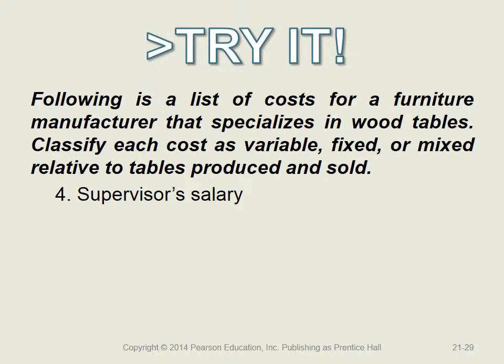Number 4, supervisor's salary. Well, supervisor's salary isn't going to change, assuming it's just a fixed salary, whether more or less is produced. Number 5, wages of production workers. Well, the number of hours worked is the direct labor cost to produce the product. So as you produce more product, you have more man hours of labor. So as an hourly worker, these are going to be variable costs.